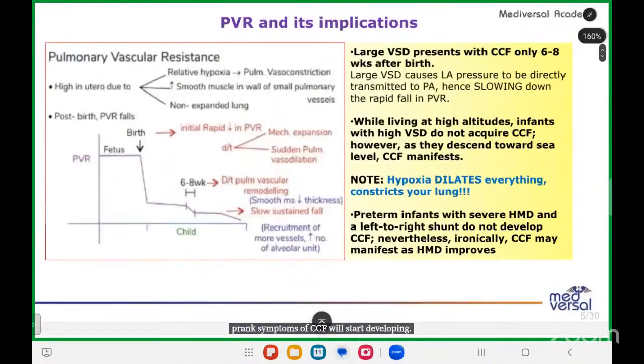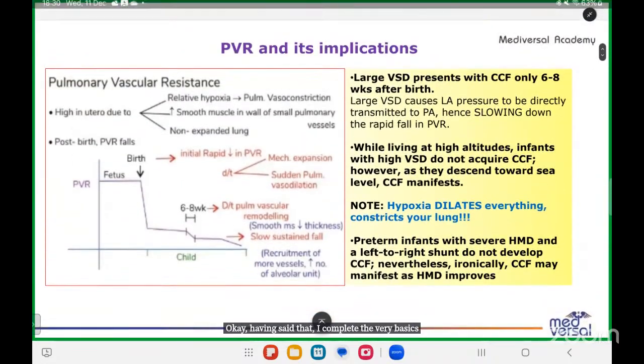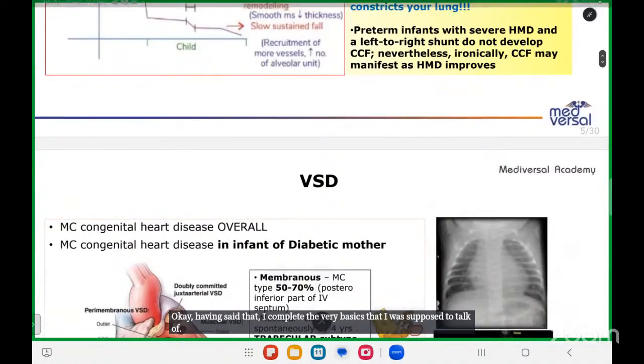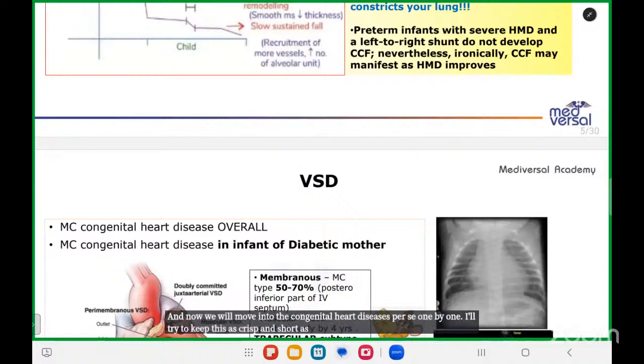Okay, having said that, I complete the very basics that I was supposed to talk of, and now we will move into the congenital heart diseases per se, one by one. I'll try to keep this as crisp and short as possible. We'll start off with the cyanotic diseases first.